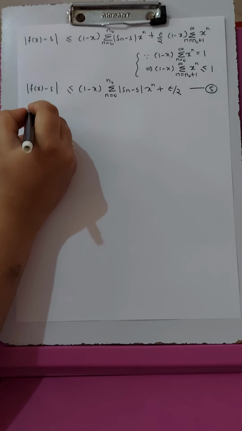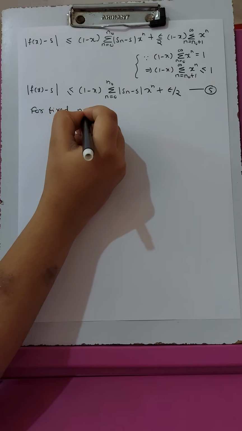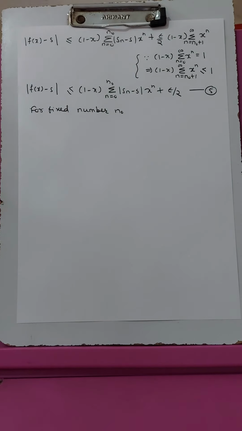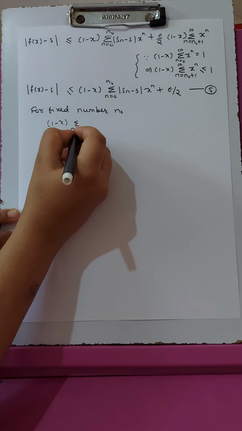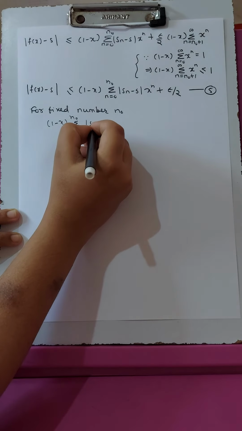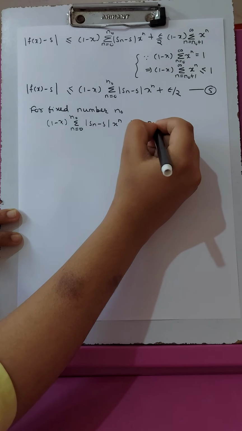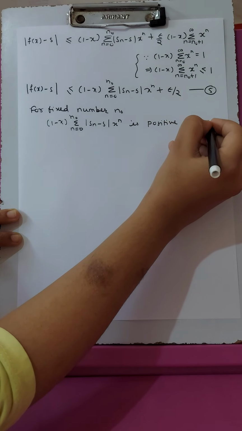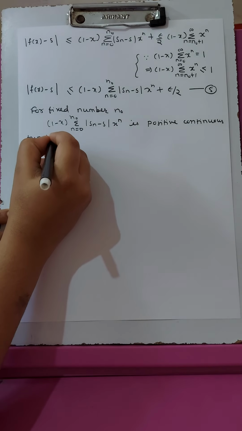Now for fixed number n0, this 1 minus x summation n from 0 to n0 Sn minus s x to the power n is a positive continuous function of x.